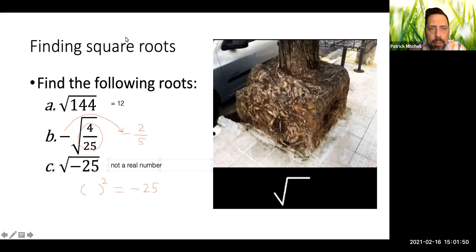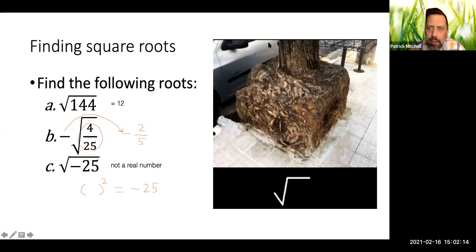Now, there is a possibility that you've taken some other math class where the square root of negative 25 does come out to something. We will be looking at those types of numbers at the end of chapter 10. They're called complex numbers. But not right now. Right now, when they ask you what's the square root of a negative number, you just say it's not a real number.